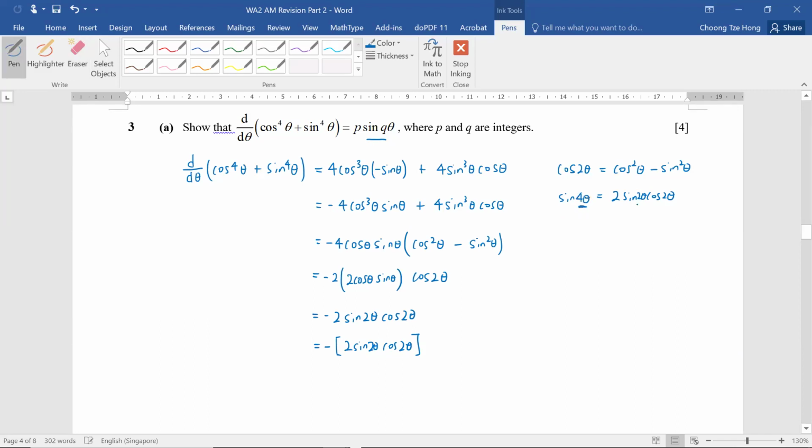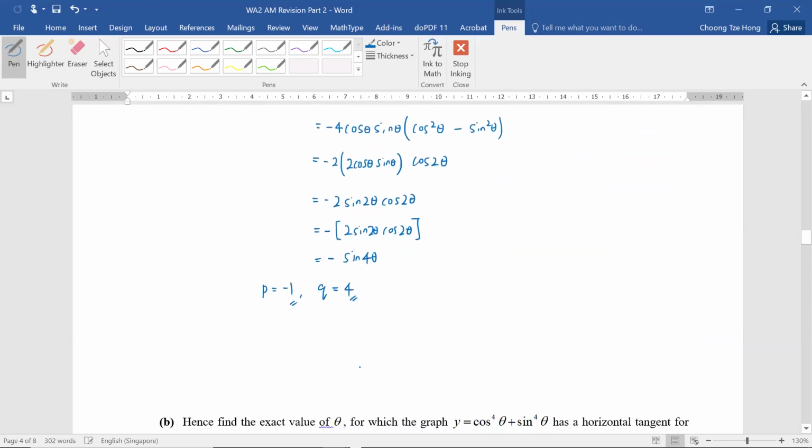Right, so as long as this angle is double of these two angles, then it will be considered as the double angle formula. So in this case, 2 sine 2 theta cosine 2 theta will simplify to become sine 4 theta, right? So if you do the comparison, then P will be -1, then Q will be 4. Right, so this will be the answer for part A.